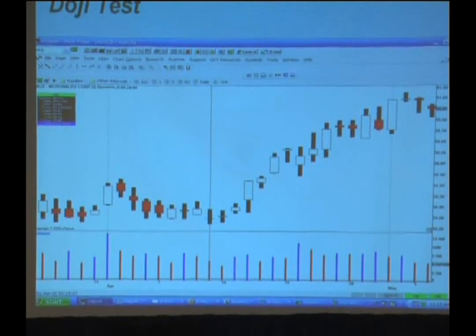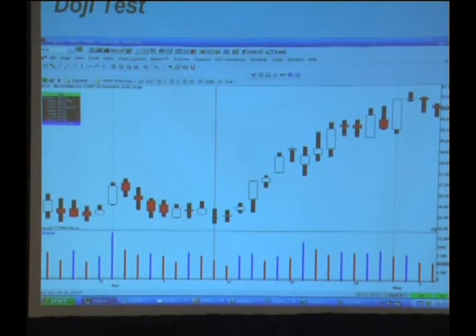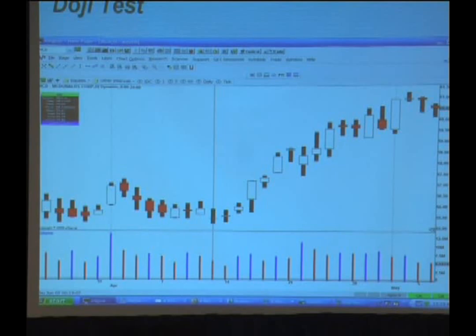Doji test again. There it is again. I mean, it's showing up all the time. And this is McDonald's, so the hamburgers, on a daily. And it looks like if we saw more of the background, we might have been in an accumulation phase. Let me see what kind of price change we had. It went from about 55.50 to 61.50, so that's about a 10% move in a matter of, it looks like, maybe 12 days.